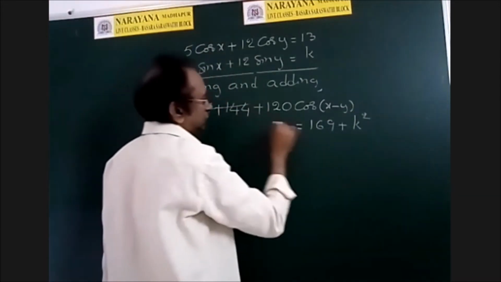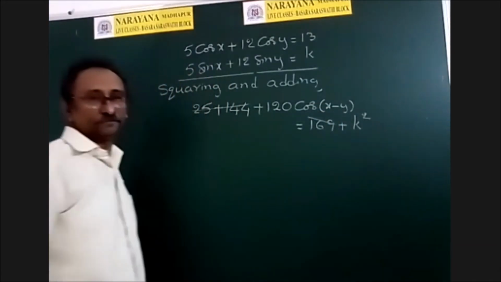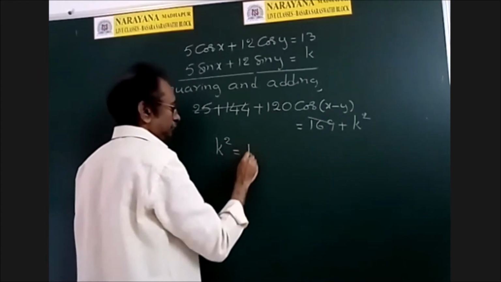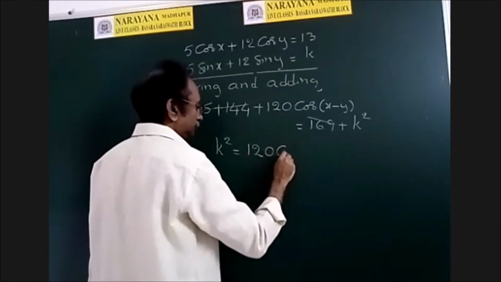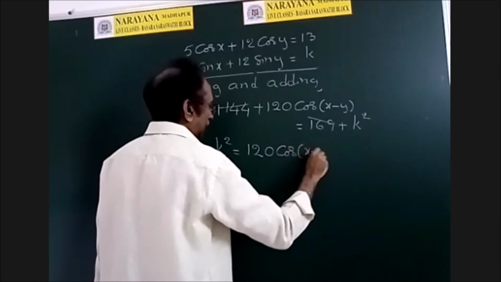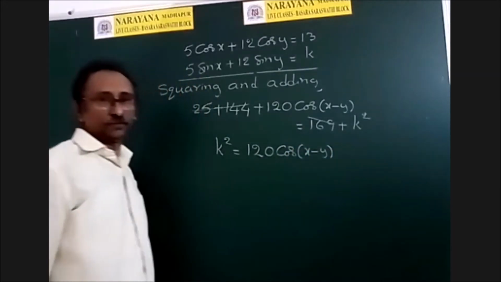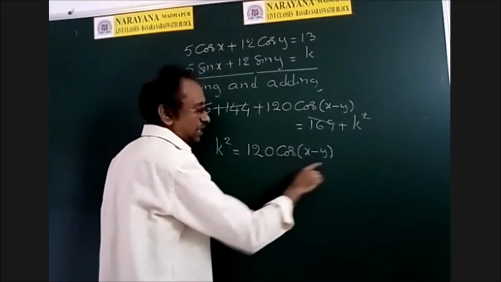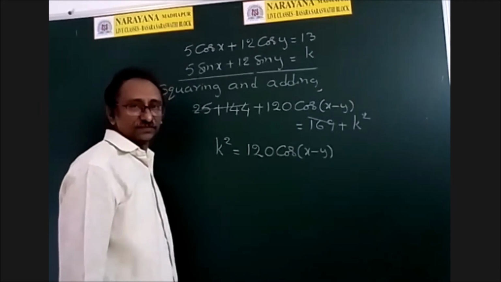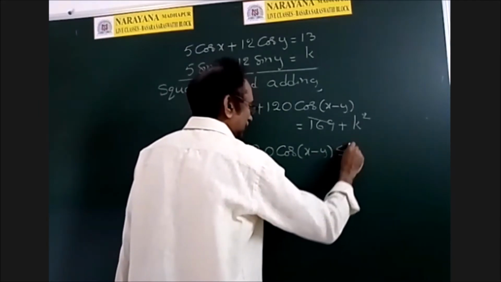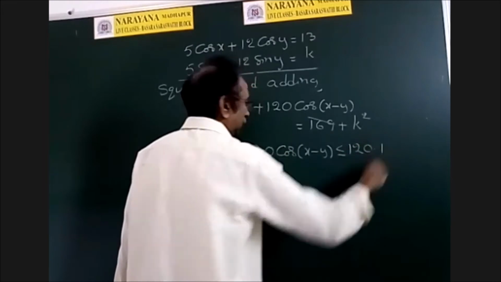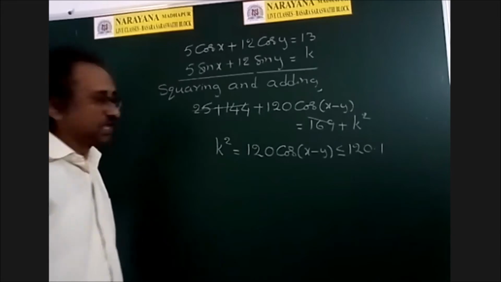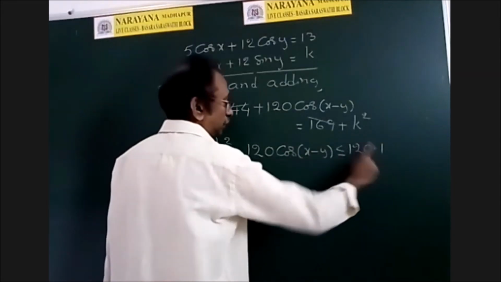So this is 169 and this is also 169. Therefore, k square is equal to 120 into cos of x minus y. What is the maximum value of cos of x minus y? That is nothing but 1. Therefore, this is less than or equal to 120 into 1, since the maximum value of cos is 1.